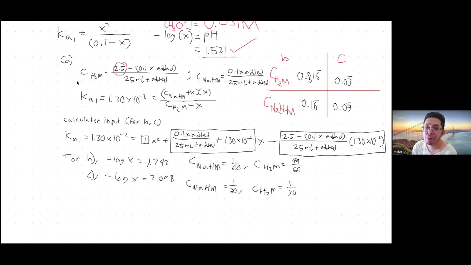What will you get? I think it's not 0.16. It's 0.1666667, something like that. What should it be? Try it, Josh, for letter B. The concentration of sodium hydrogen maleate.